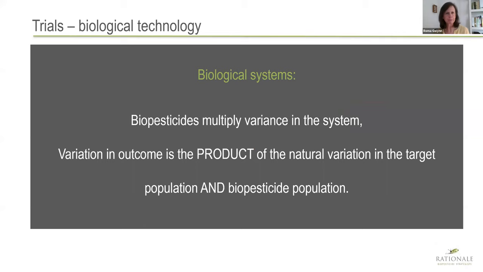When we're working with biological systems, the biopesticides multiply the variance in the system. The variance is the outcome. It's the multiplication of the natural variance in the target population, the plant, and the biopesticide population. This is why we have a wide data scatter. If we can hold that in mind and say, it will always be variable, it will always have that effect of the biology. We can't change that. In many ways, we want to harness that. So the trick is, how do we do trials and manage that? And that's what I'll go on to in detail shortly.